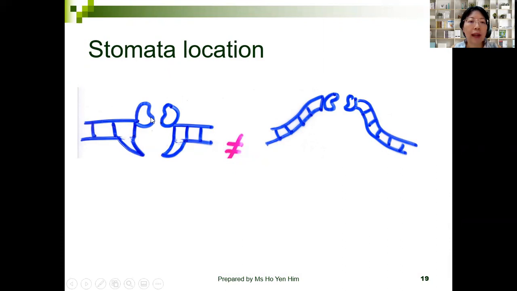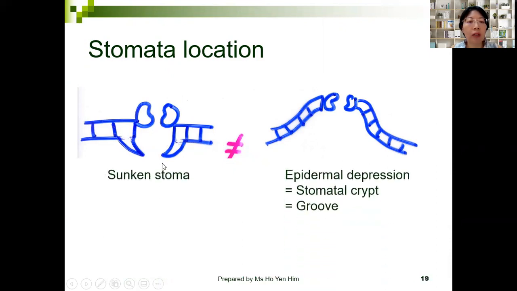Now, you see here, these 2 guard cells are not located at the same level as the epidermis. So in this case, we say that this is the sunken stoma. Sunken stoma, because the stoma is the space between the 2 guard cells. So the location of the stoma is sunken into the leaf. It's not aligned with the level of the epidermis.